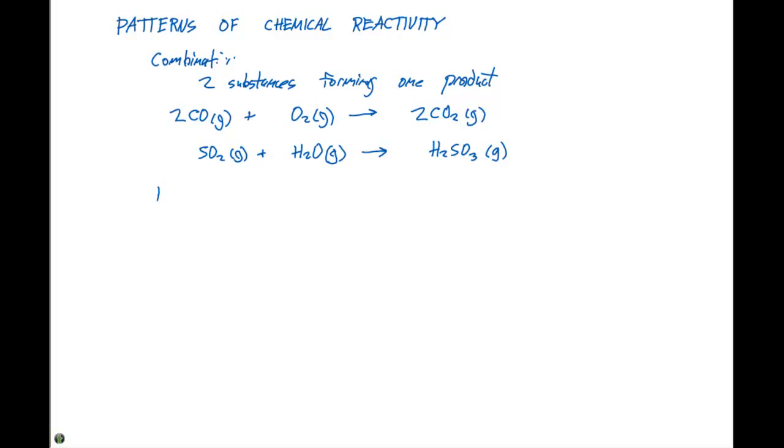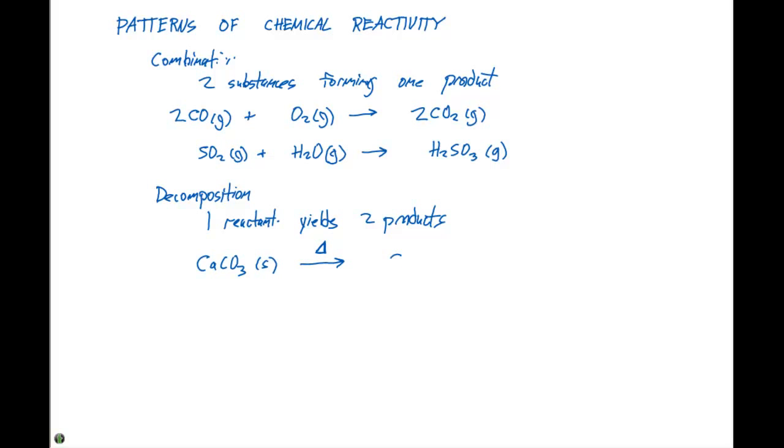The next type would be decomposition. In a decomposition reaction, it's actually the opposite of a combination reaction. Here we have 1 reactant yields 2 products. In this case, an example would be something like calcium carbonate, which is CaCO3, as a solid. If we heat this up, it becomes calcium oxide as a solid plus CO2 as a gas.